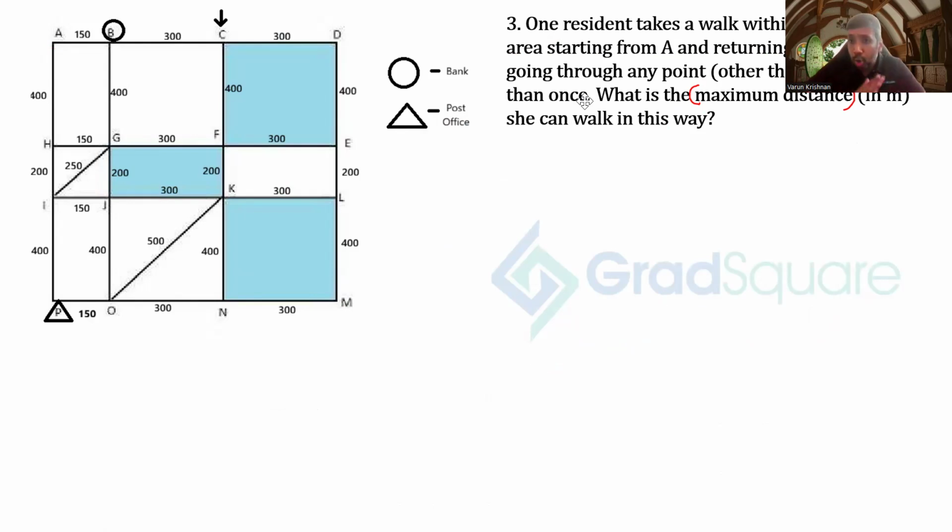Now, the logic to solve this question is that I need to try to find a path which, if he takes it, then he will touch every point once.